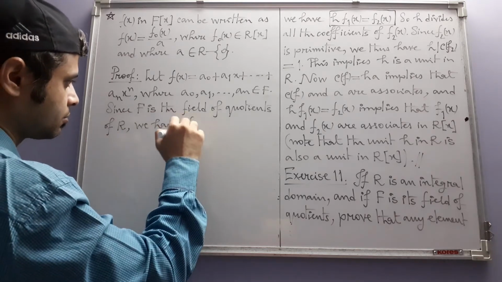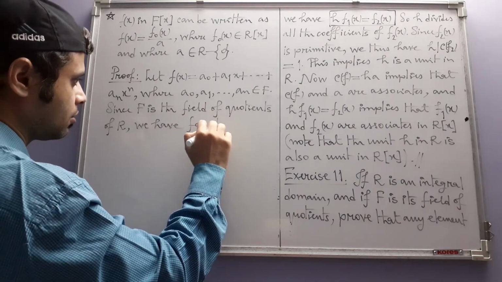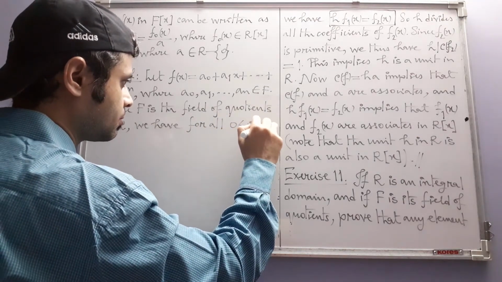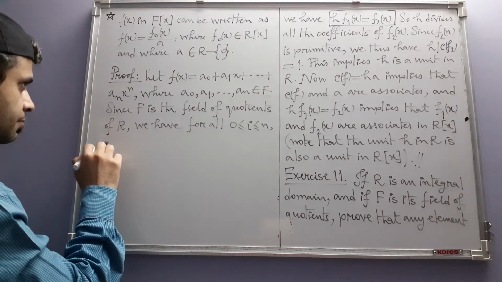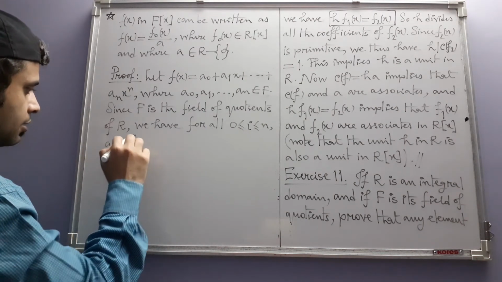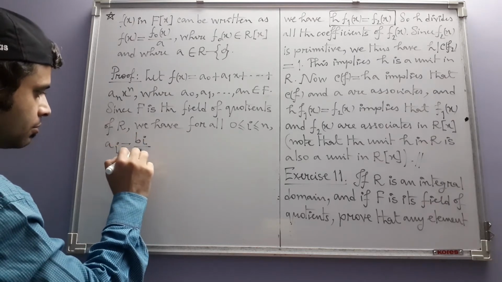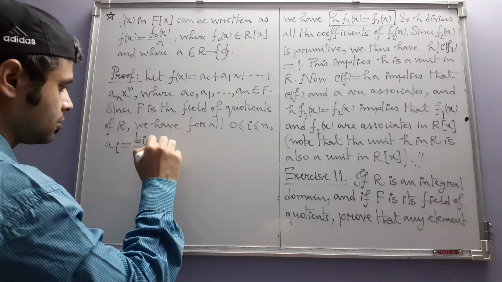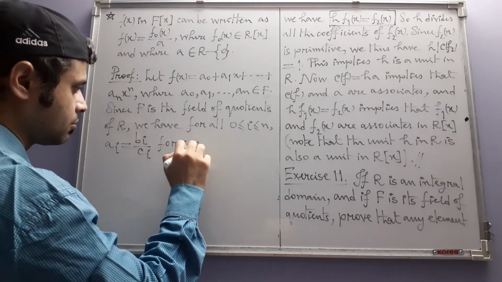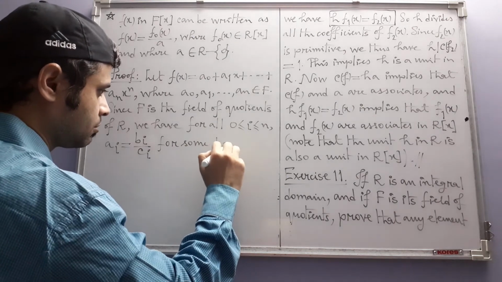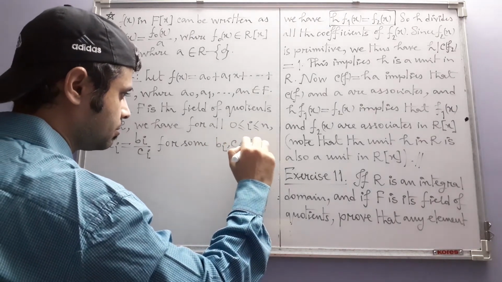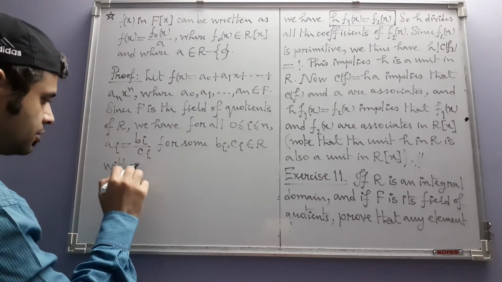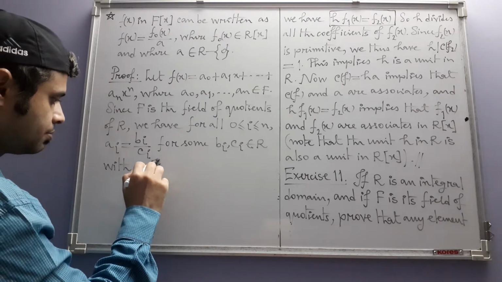We have for all i lying between 0 and n, ai equal to bi divided by ci, for some bi, ci belonging to R with, of course, ci not equal to 0.